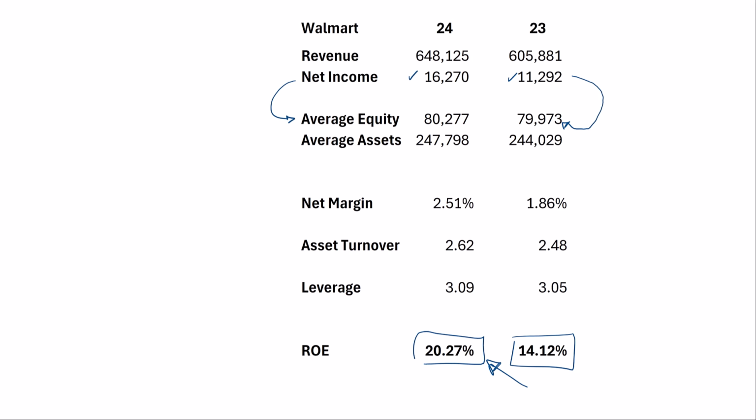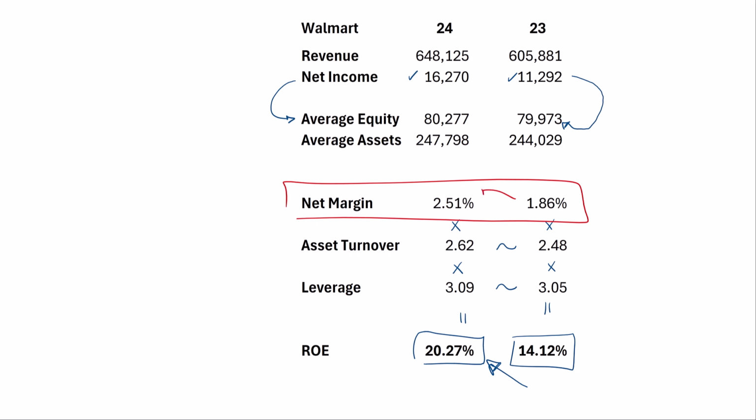So it really does lend itself to a little bit of DuPont. Here's our basic DuPont. Net margin times asset turnover times leverage gives us our ROE. Does it tell us anything about what went on? Why did ROE leap from 14 up to 20? Well, nothing really happening in leverage. Not that much happening in asset turnover. What we can see is a big change in net margin from 1.86 up to 2.51, going from 23 to 24. So I'm interested in why that's happened, which is where the world of extended DuPont comes in.